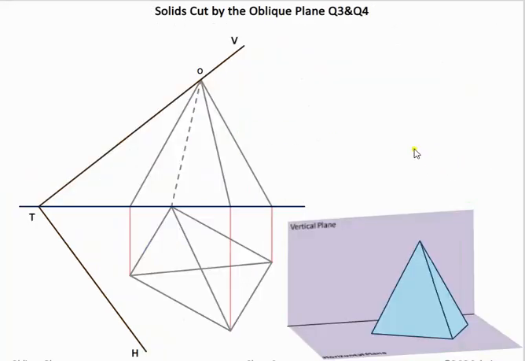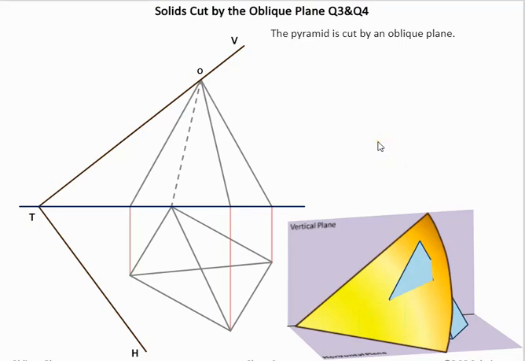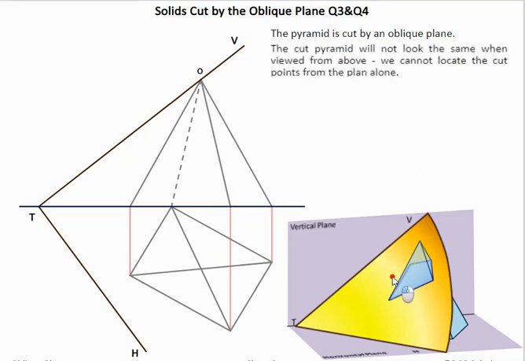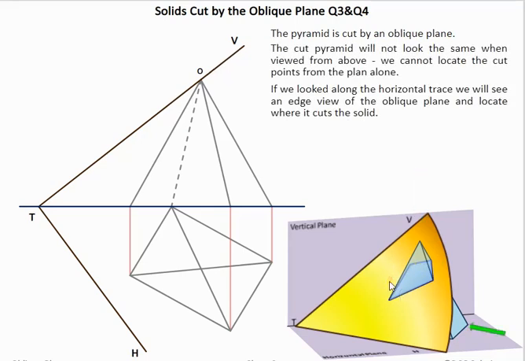Now in this question here, we're looking at a pyramid that has been cut by an oblique plane. So first of all, if we look at what's happening in the 3D graphic, this here is what's being chopped off the top of the pyramid. So we have to look at a method of constructing this and how this is done.